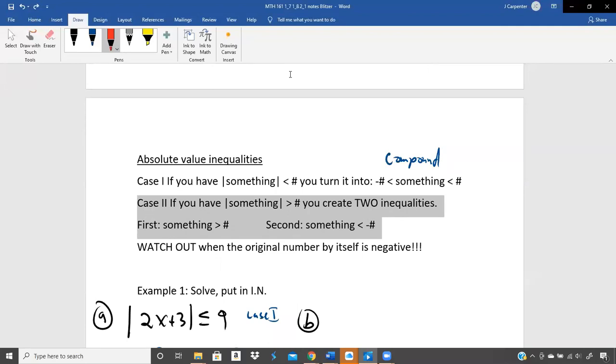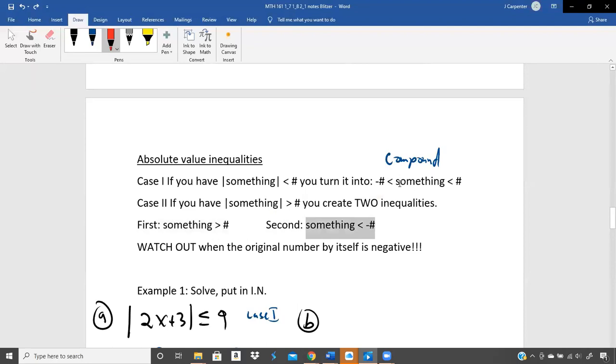So the first case, the absolute value being less than, creates a compound inequality, and your solution is between them. But when you have an absolute value bigger than, you end up doing what's called the tails. It's the outer region. So you have three basic regions: the middle, the left, and the right. Absolute values less than are the middle, absolute values greater than are the left and right regions. So you still do the positive and the negative of the number, but now you set the inside bigger than the number, and you set the inside less than the negative of the number.